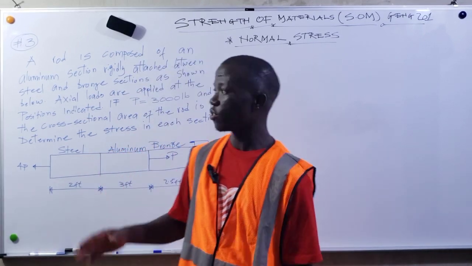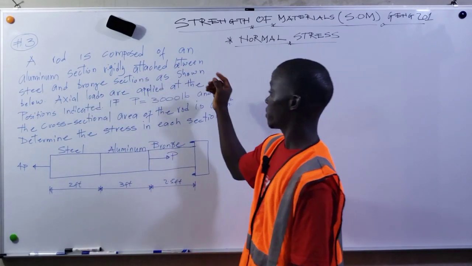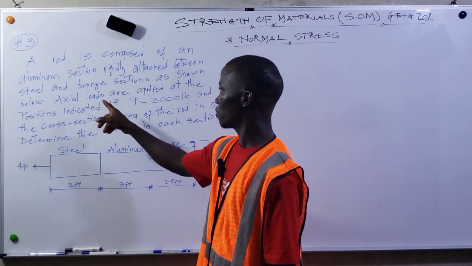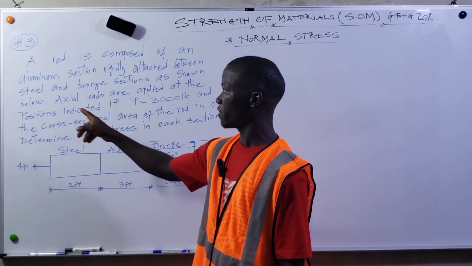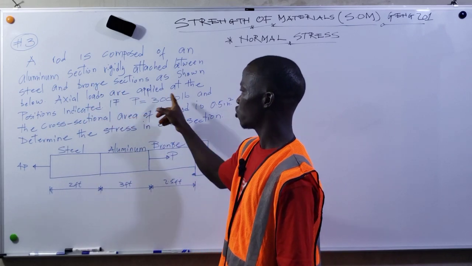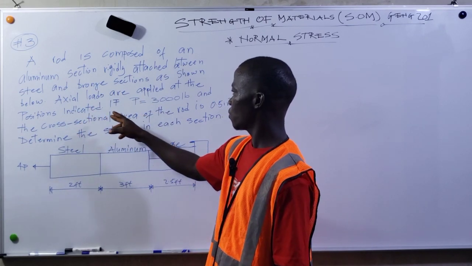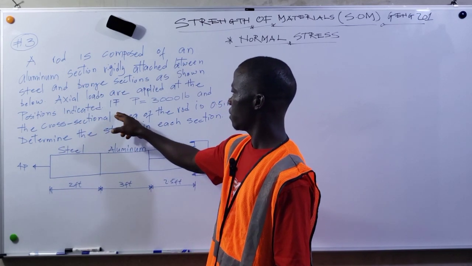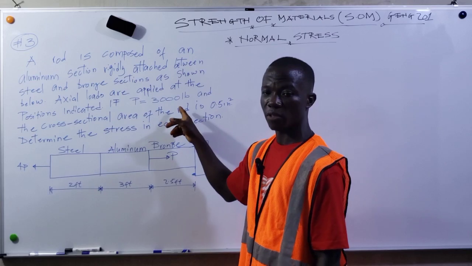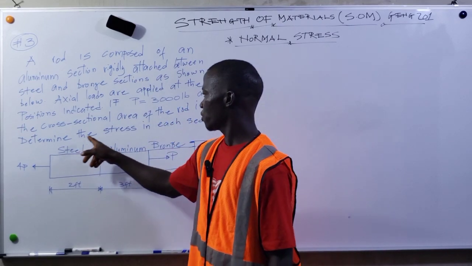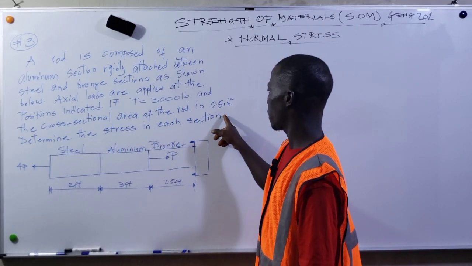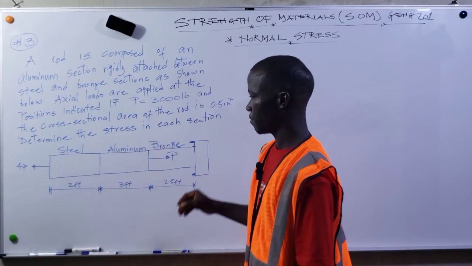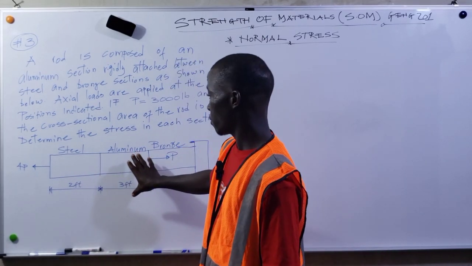Today we'll be solving question number 3 on normal stress. It says a rod is composed of an aluminum section rigidly attached between steel and bronze sections as shown below. Axial loads are applied at the positions indicated. It says if P is equal to 3,000 pounds, and the cross-sectional area of the rod is 0.5 inches square, determine the stress in each section. This is the rod given to us.